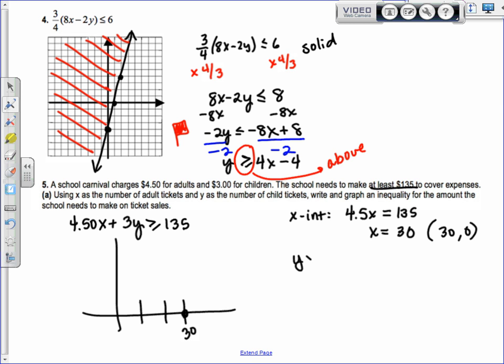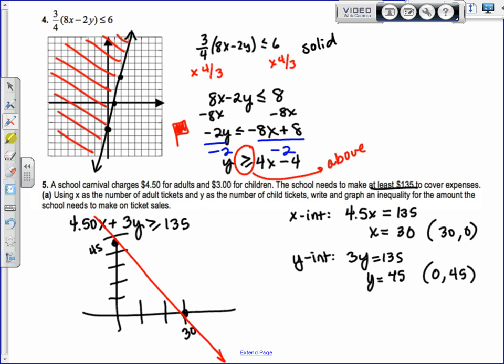Okay, y-intercept. So for the y-intercept, we plug in 0 for x. So that means the x part's gone, so I just have 3y equals 135. And I divide it out, and we get 45. All right, so it's 0 for x, we got 45 for y. So 10, 20, 30, 40, 45. It's right there. So now we have enough information to draw in our graph. It's solid because it was greater than or equal to 135.